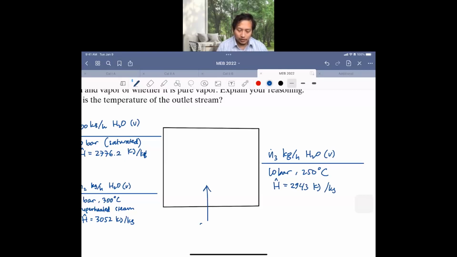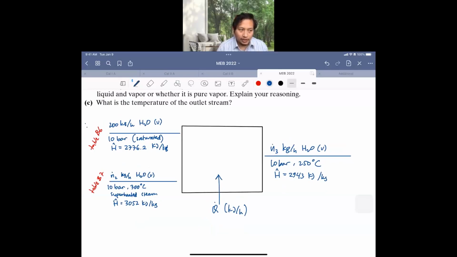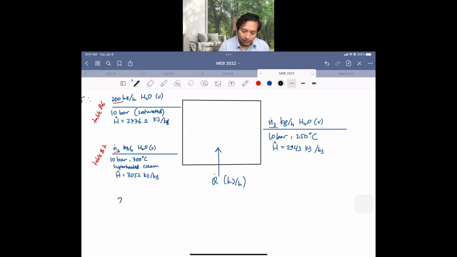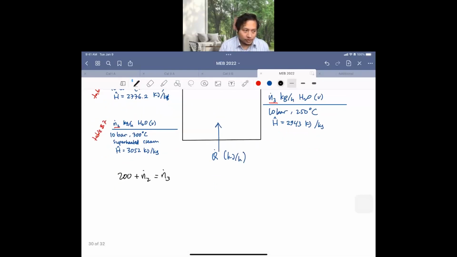And we have this heat, right? Heat in kilojoules per hour. First, we have the mass balance: 200, N2 and N3. So we can write first 200 plus N2 is supposed to be equal to N3. Okay, first we need to write all the conditions. So we have the mass balance, and second, we have the energy balance right here.